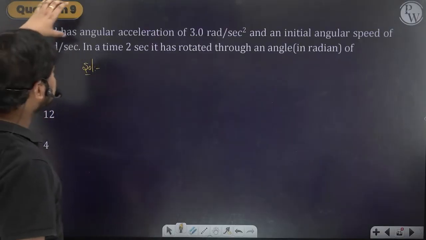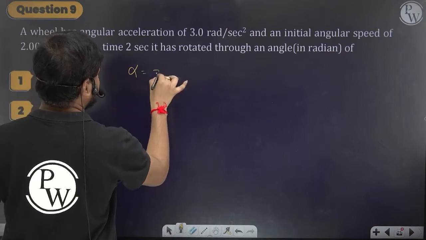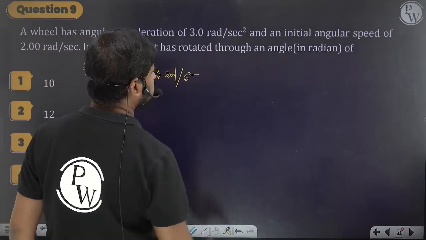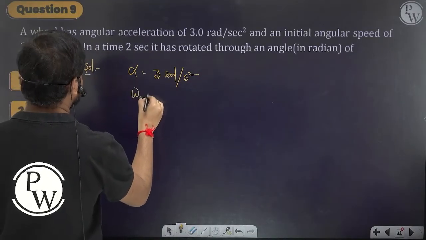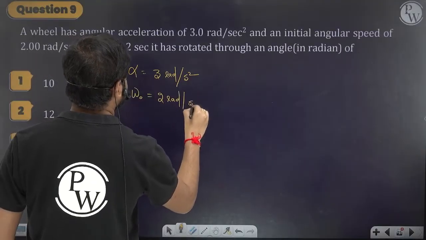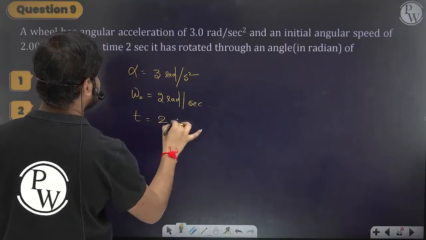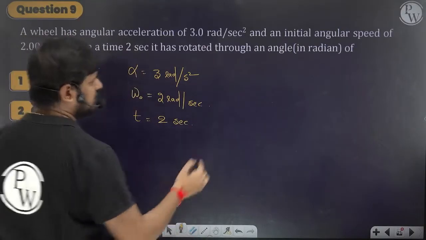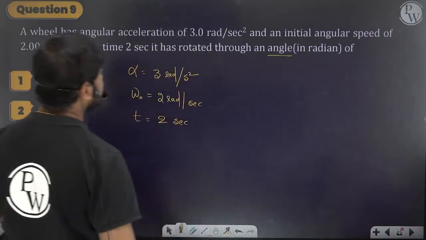A wheel has an angular acceleration alpha given as 3 radian per second square, and an initial angular speed omega naught, which is 2 radian per second. Then in a time t equal to 2 seconds, it has rotated through an angle theta. They are asking, what is the angle theta in radians?